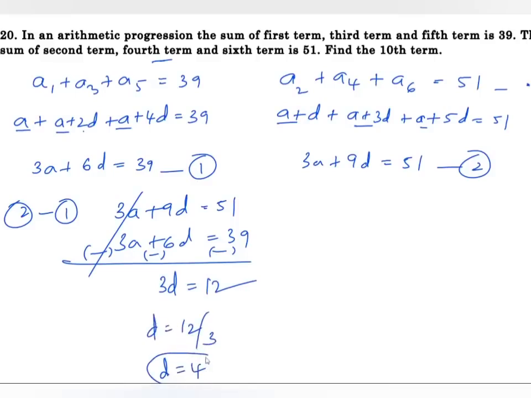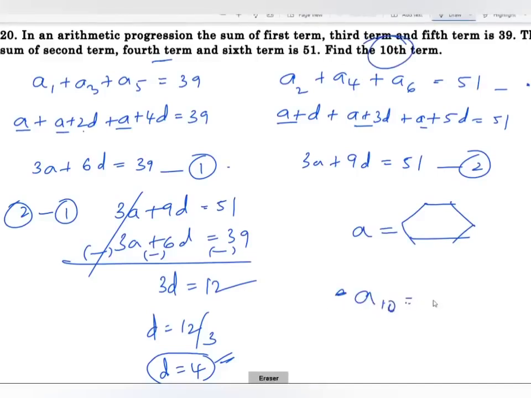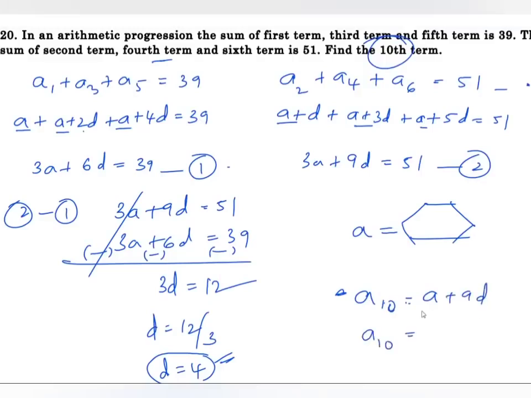Now substitute the value of d in any one of the equations. Find out the value of a. That I'll give for you to do, and find out the first 3 terms. We should find out the 10th term, that is a10 equals a plus 9d, or we can use the formula an equals a plus (n minus 1) into d. You get the same relation between the terms.